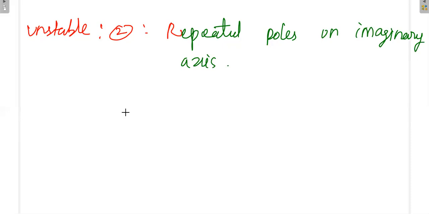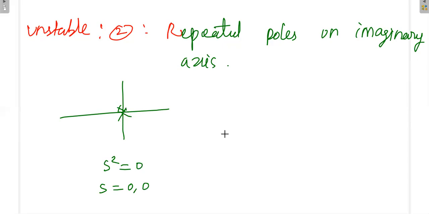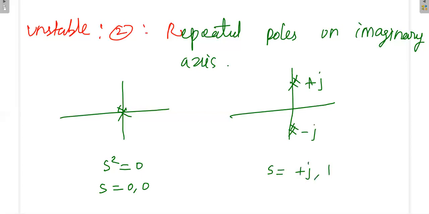That means, suppose you are having two poles at S equal to zero, that means S squared equal to zero, that means S equals zero, zero. There are two poles on the origin, then also the system is unstable. Suppose you have poles at plus J and minus J, each repeated, so there are four poles, plus J and also minus J. The poles are getting repeated on the imaginary axis. That's why this is unstable.